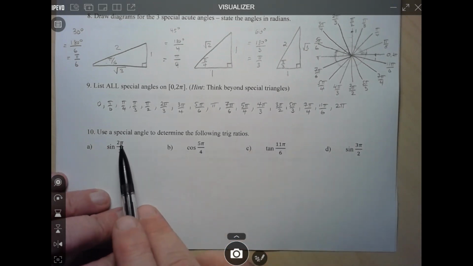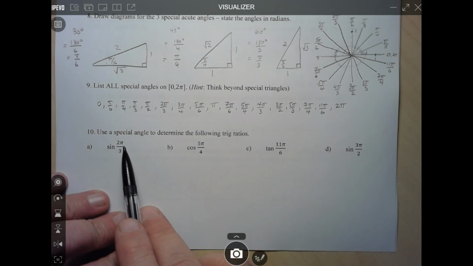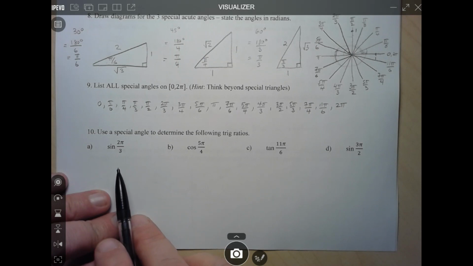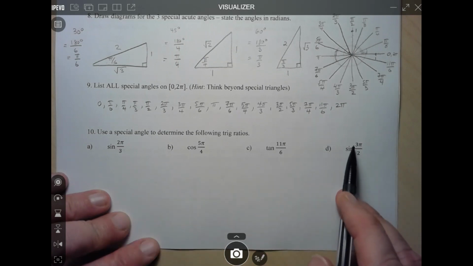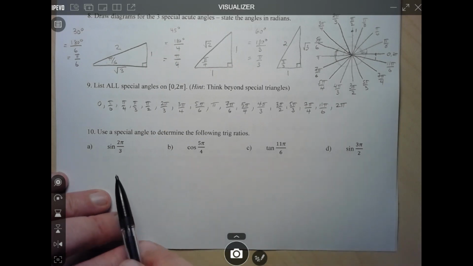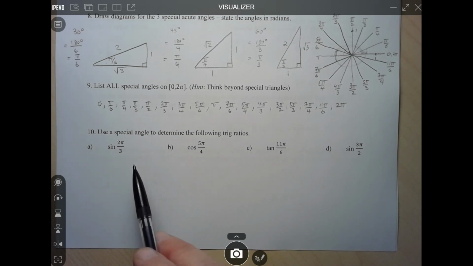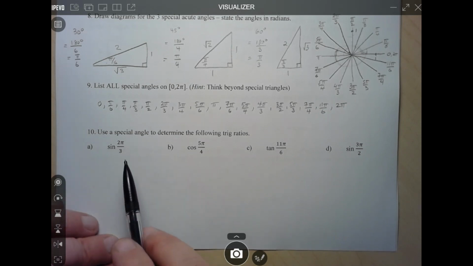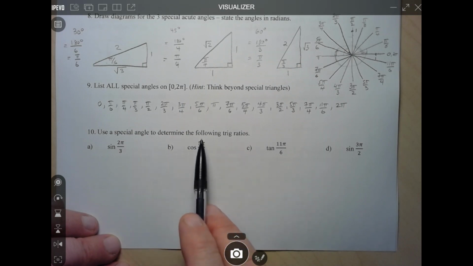Now, of course, you wouldn't have been dealing with 2 pi over 3 last year. You would have been dealing with 120 degrees. Okay, you wouldn't have been dealing with 3 pi over 2. You would have referred to this as 270 degrees. But what I want you to force yourself to do is start to become comfortable, slowly, working with angles in radians.